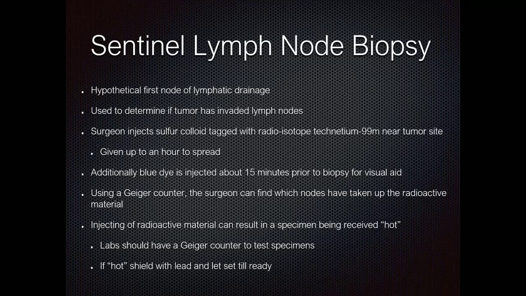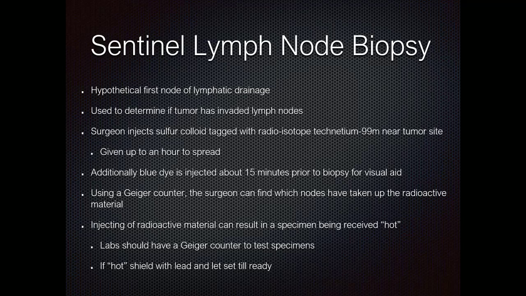So what you'll do is give it time to spread. They can go in with a Geiger counter and try to find which lymph nodes are actually hot and active with the radiation, the radioisotope. The blue dye could also be used to give a visualized effect to that. So sometimes you'll get these lymph nodes and they'll have this blue look to them, and that's part of the dye. So this will help the surgeon know, okay, this is the first lymph node, and maybe they'll take another one, the next one afterwards, and this is the second lymph node.